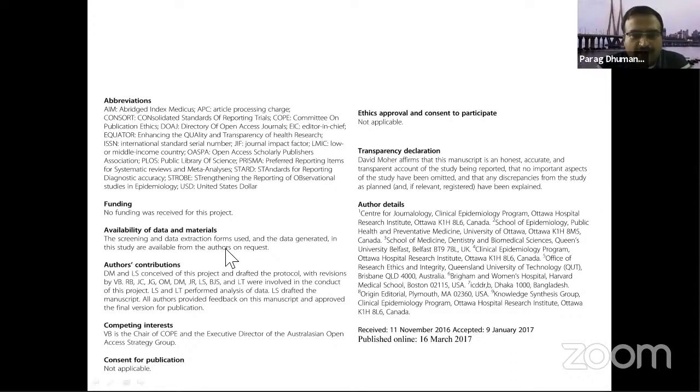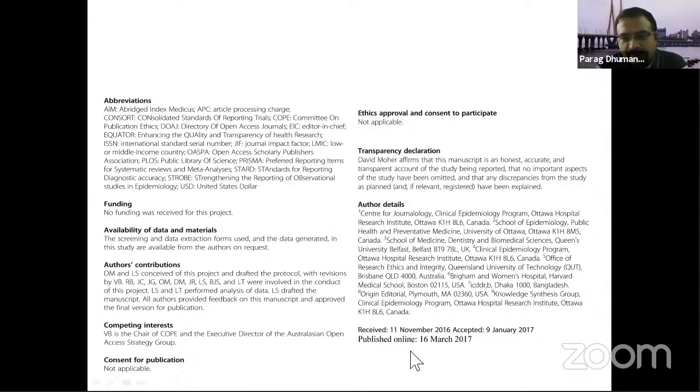Then availability of the raw data: on request, authors can submit you the raw data. Then the authors' contributions, so who contributed which part, the idea, the draft, the collection of the data, analysis, and then manuscript writing. Then the competing interests, so they declare the conflict of interest over here. Consent for publication is not applicable because there are no human subjects in that. Ethics approval is not applicable because there are no human or animal subjects in that. And the transparency declaration, so it is a declaration that these authors say that we have published our honest work, and these are the author details where they actually work.